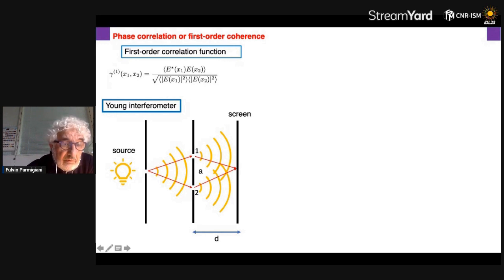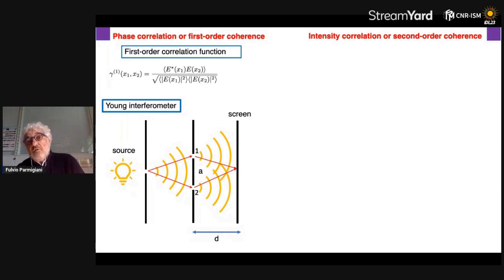where the light that is emitted by a source is passing through two holes here, and you can see the interference on this screen that is set at a certain distance from the two holes. And what you measure is essentially the visibility of the fringes here, and they are related to the first order coherence. So the first order coherence is essentially a measure of the phase coherence. And we call this also first order coherence.